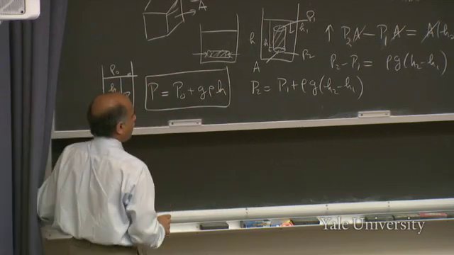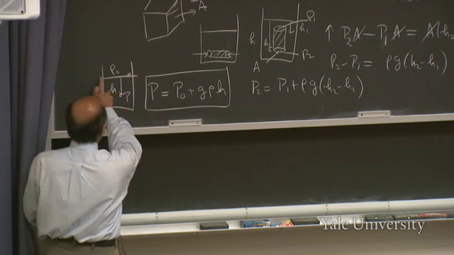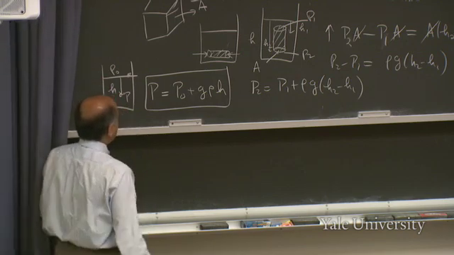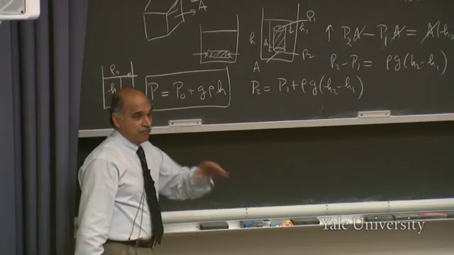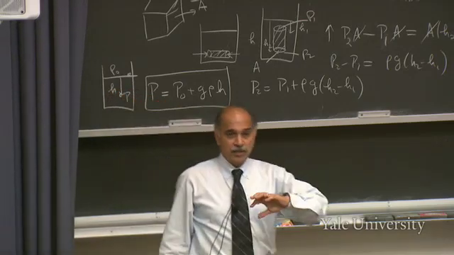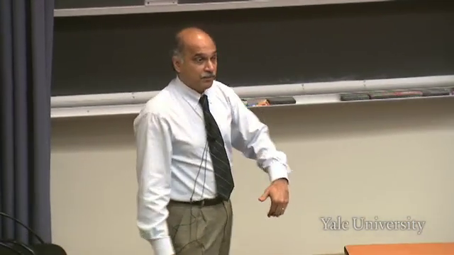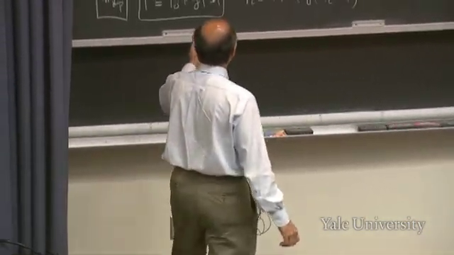So I don't have an h1 and an h2, because h1 I've chosen to be 0, and h2 I'm simply calling h. This says something very simple. If you go to a lake, at the surface of the lake, the pressure is due to the atmosphere. You take a dive, you go down some depth h, the pressure goes up by this amount.